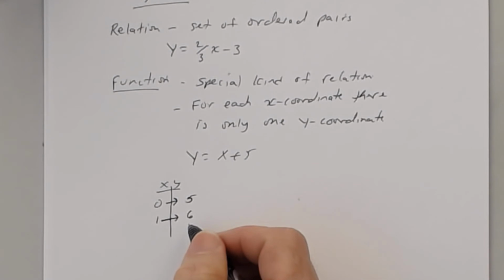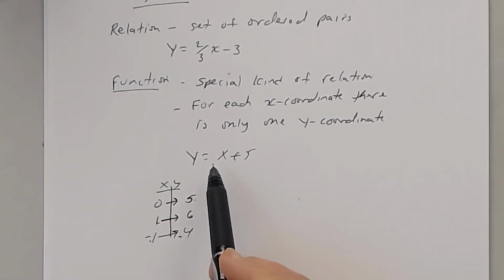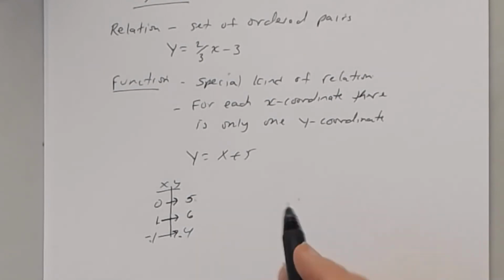It was exactly 6, right? When x is negative 1, what's my y value? 4, because negative 1 plus 5 is 4. Any other y value for negative 1? No. So notice, when x is 0, I'm only drawing one arrow. It's going to 5. When x is 1, I'm drawing one arrow. It's going to 6. When x is negative 1, I'm drawing one arrow. It's going to 4. So this is a function. So y equals x plus 5 is a function.